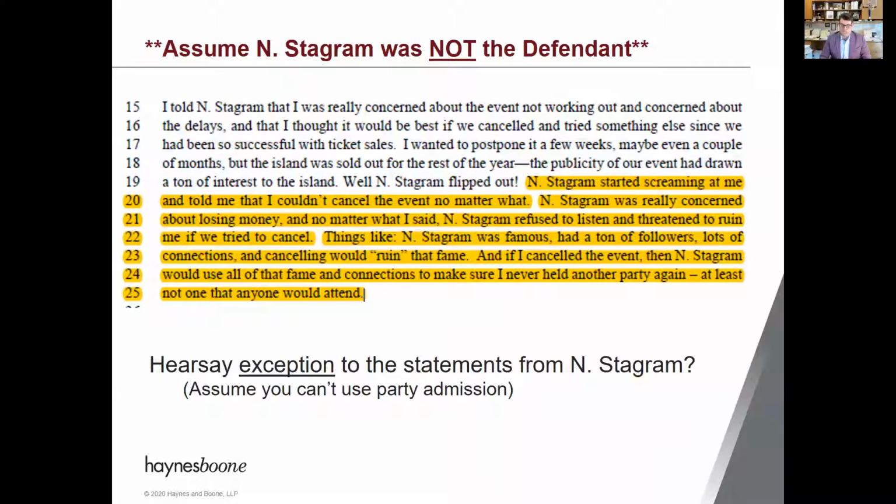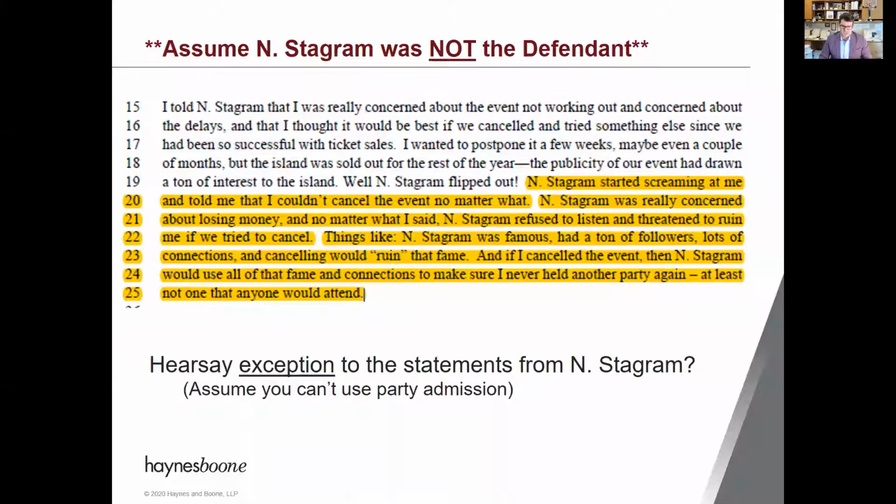And if you remember last year's fact pattern, this is about the comedy festival. And Chase Ford is claiming that it was all going downhill. He wants to cancel, and Instagram says, you're not going to cancel through all these threats. So this is Chase Ford's statement: "Started screaming at me, told me I couldn't cancel. Instagram was really concerned about losing money. No matter what I said, refused to listen, threatened to ruin me if we canceled. Things like Instagram is famous, tons of followers, lots of connections, and canceling would ruin that fame. And if I canceled, Instagram would use all that fame to make sure I never held another party again."